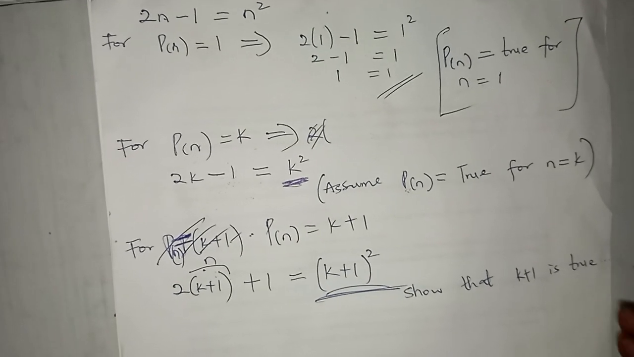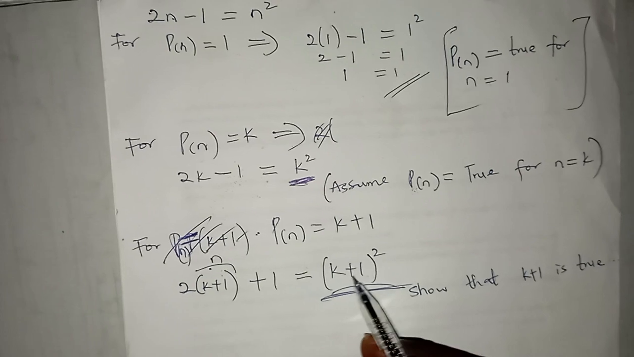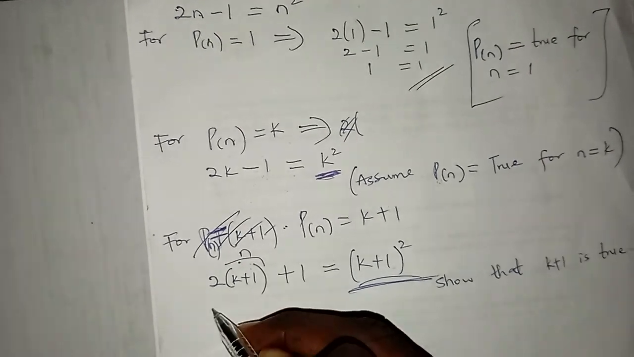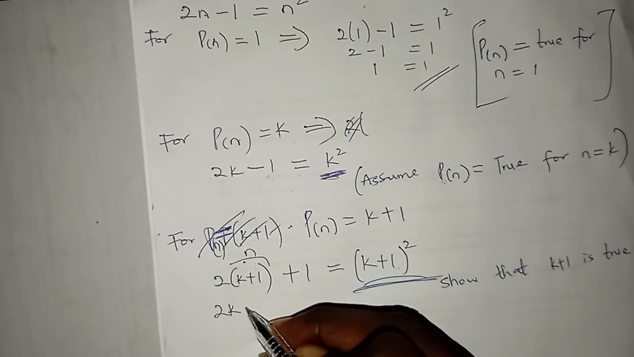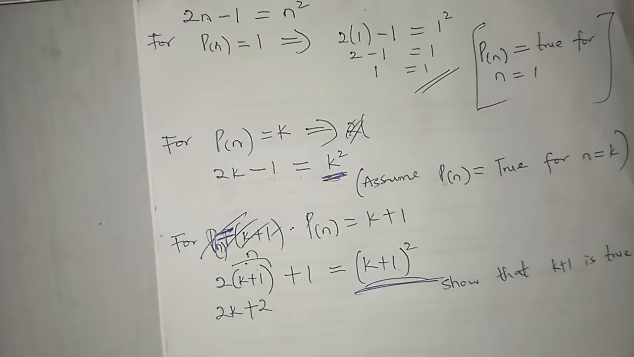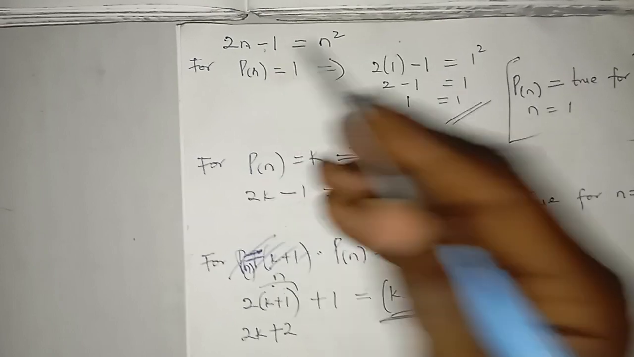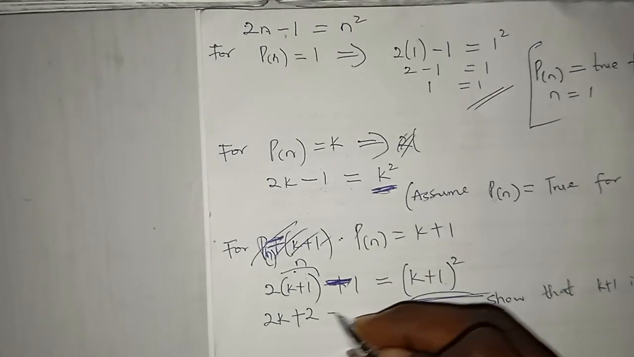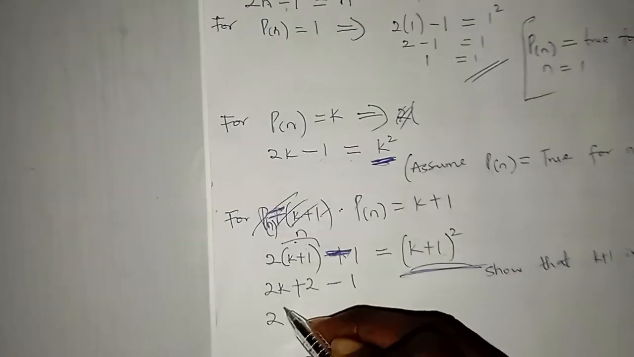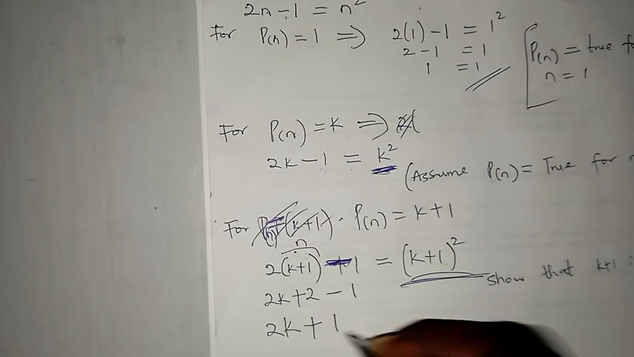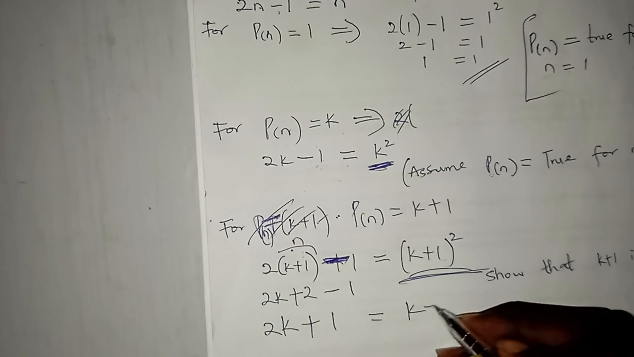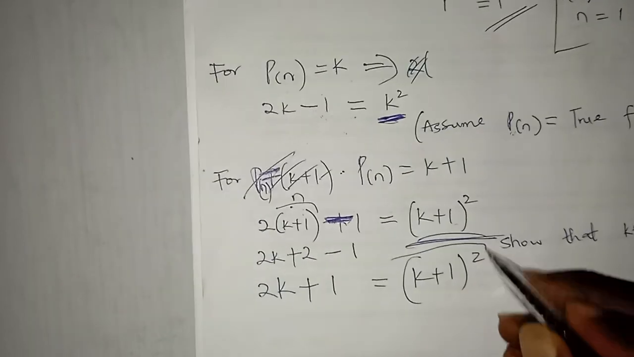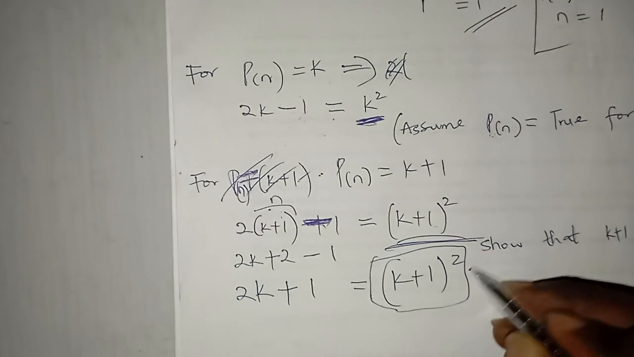So we have to show that k plus 1 is true. That is, we need to prove that this thing we have here is true. And what do we use in proving it? Notice that what we have here is simply 2 into k plus 2. And notice that what we have here is minus, not plus. So minus 1. And this is saying 2k plus 1 is equal to k plus 1 squared. So this thing that we have here is what we are proving.